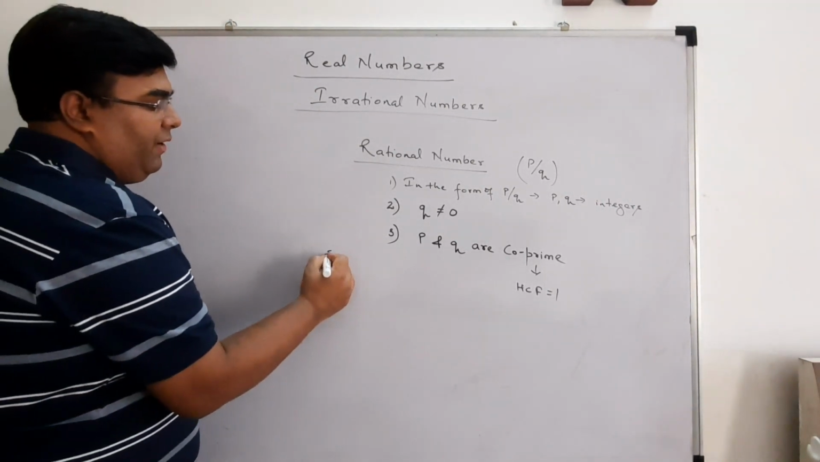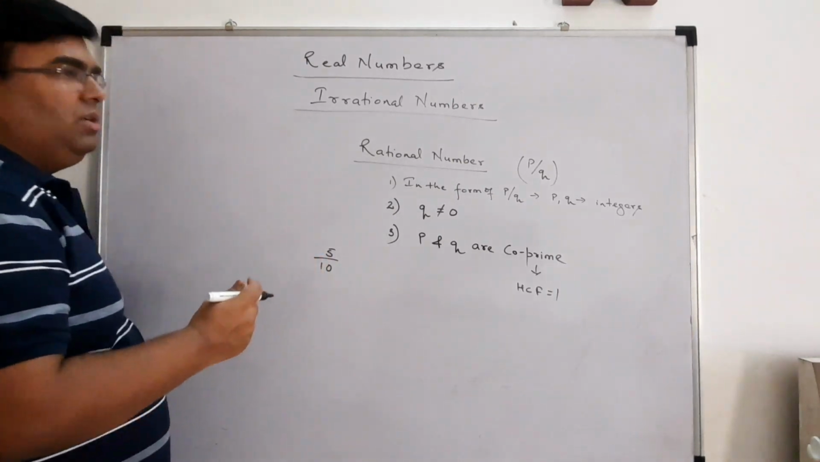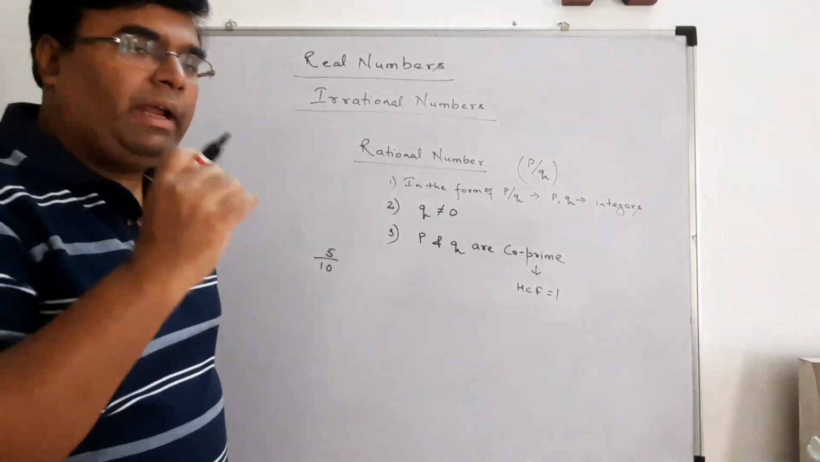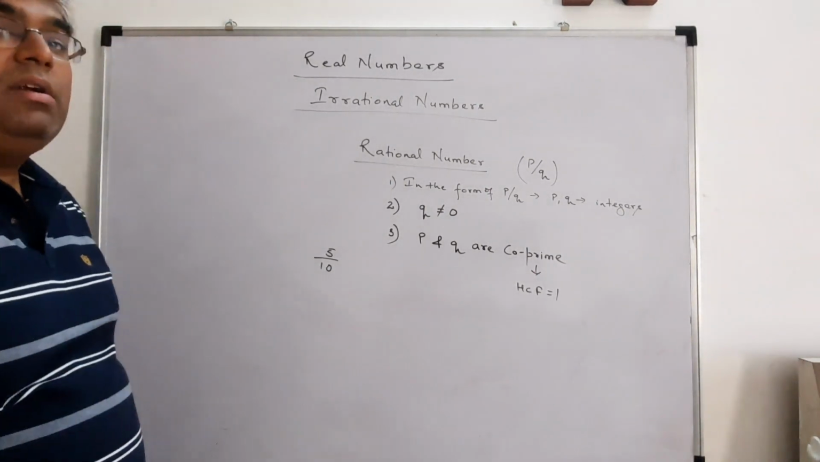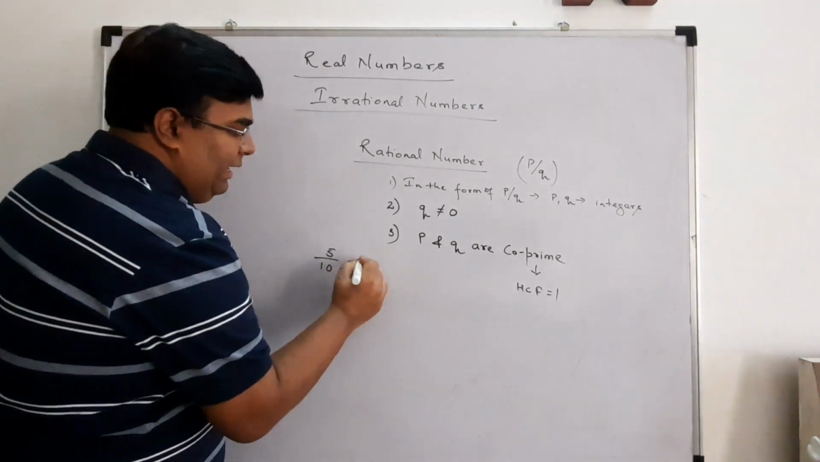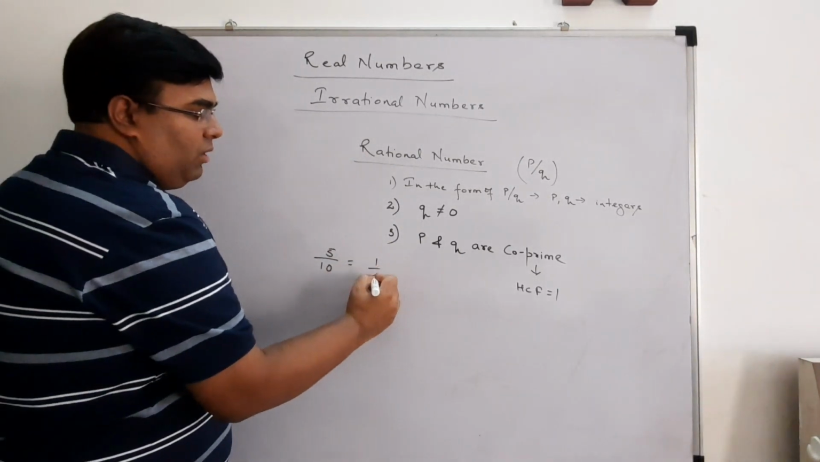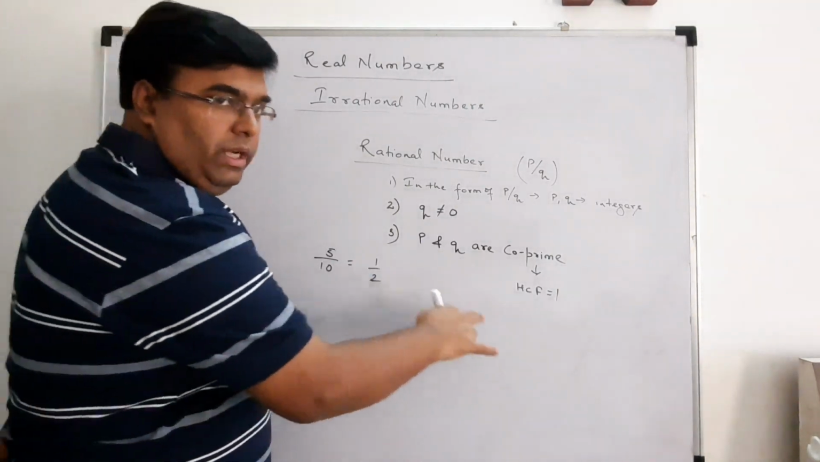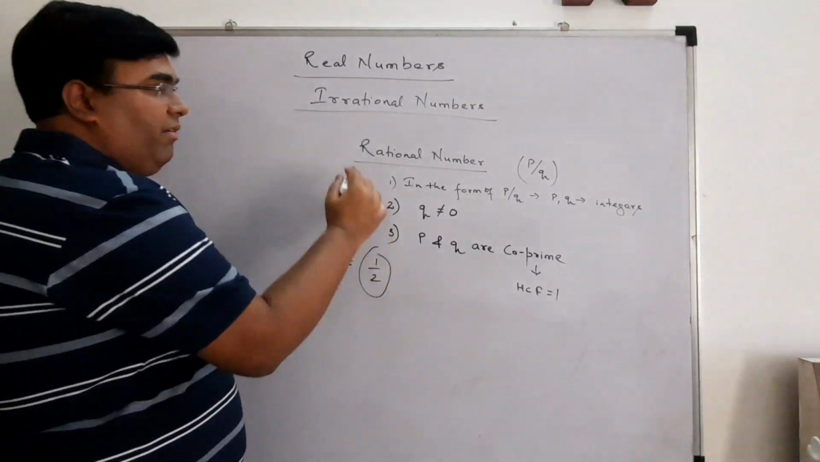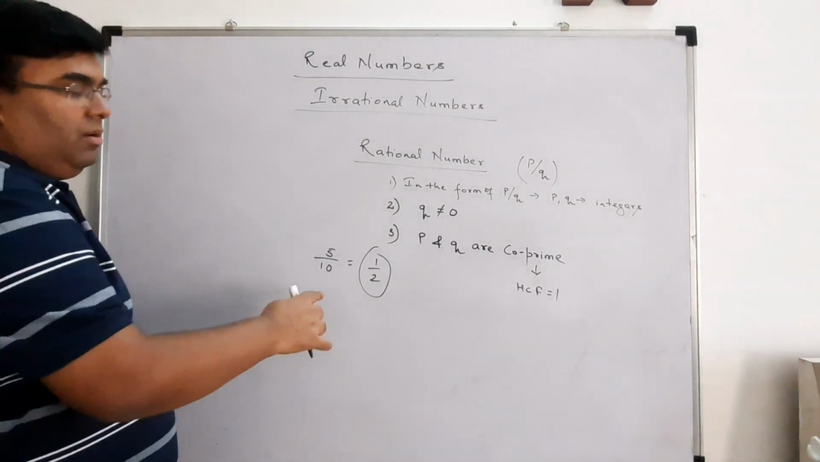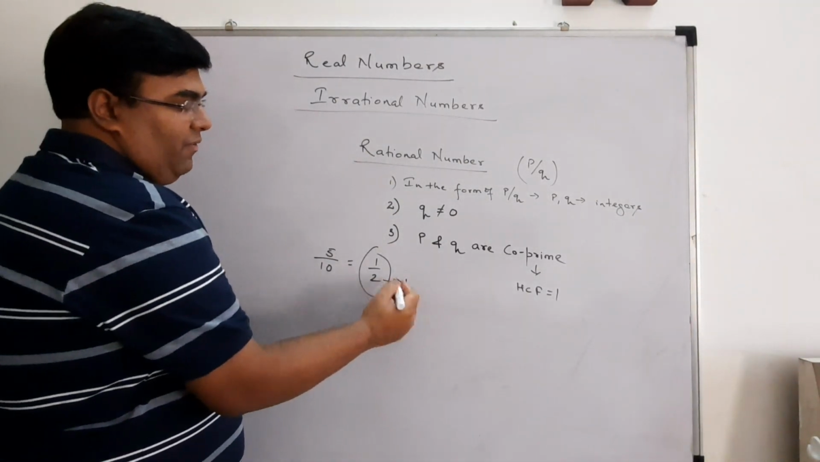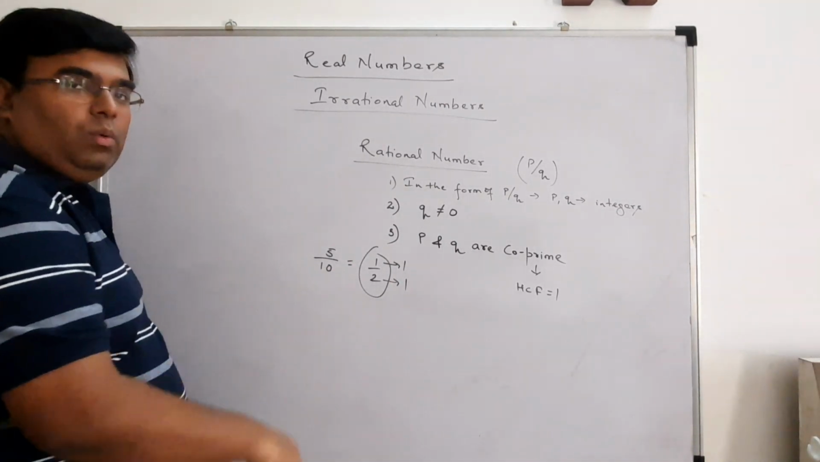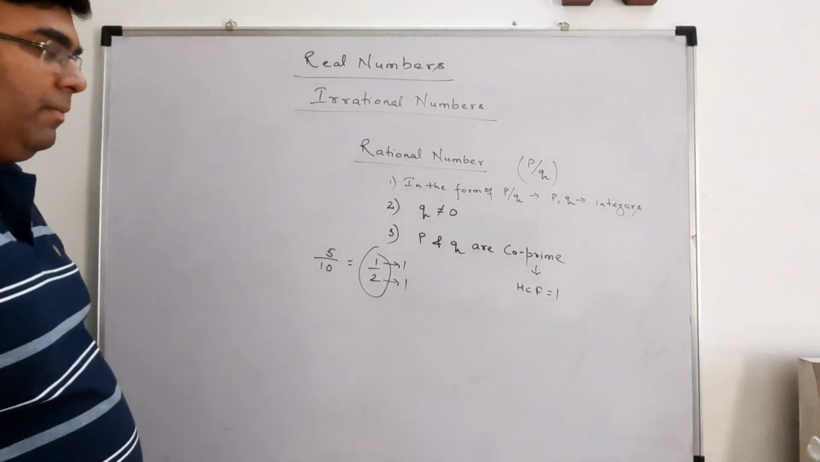Suppose I am taking 5 upon 10. Generally we call it a rational number, but remember that we always write our rational number in standard form. So if we write it in standard form, it will become 1 by 2. Now we cannot reduce it further, so this is my final rational number. This has 1 as a factor, this has 1 as a factor. Only 1 can divide both 1 and 2, no other number.